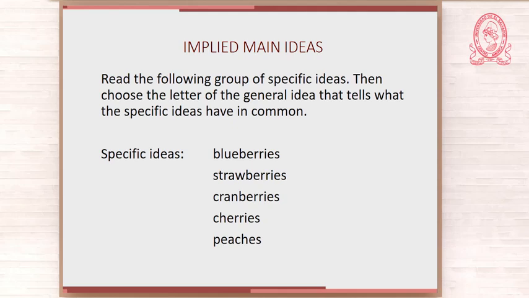Now it is time for you to practice with similar exercises taken from the book 10 Steps to Building College Reading Skills. Read the following group of specific ideas. Then choose the letter of the general idea that tells what the specific ideas have in common. Keep in mind that the correct general idea will not be too narrow or too broad. The specific ideas are blueberries, strawberries, cranberries, cherries, and peaches.